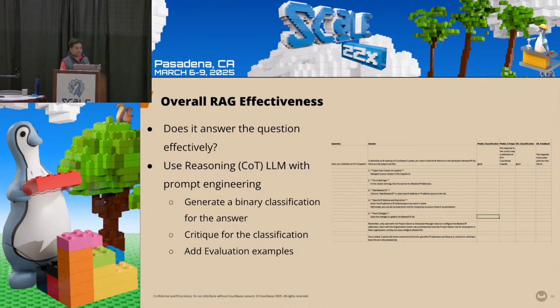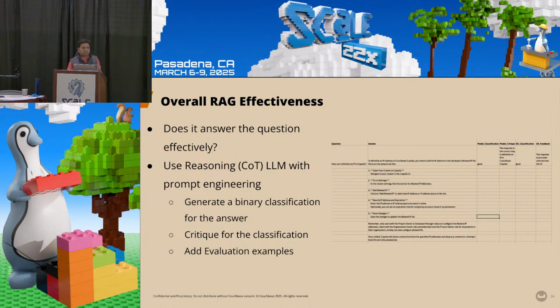And that's where you have another step where you can use a powerful LLM, like one of those reasoning LLMs or chain of thought process with some good prompt engineering, to generate a classification for the answer, like how good the answer is, and also some critique for the classification.